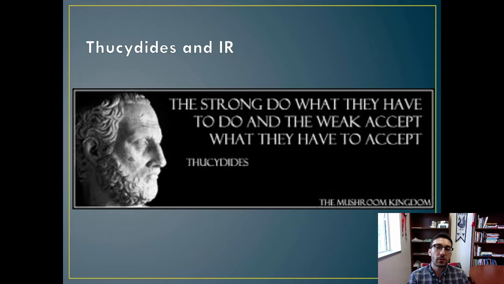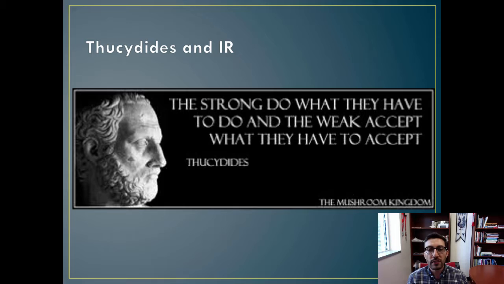The other excerpt or reading that you had to do from the Mingst and Snyder textbook was from the Peloponnesian War, the Melian dialogue written by Thucydides. So it's a very short piece. The excerpt is only a couple pages, and what you see here is a kind of bumper sticker excerpt from the two-page reading, and it says, the strong do what they have to do, and the weak accept what they have to accept. And this is probably one of the most famous lines from this text.